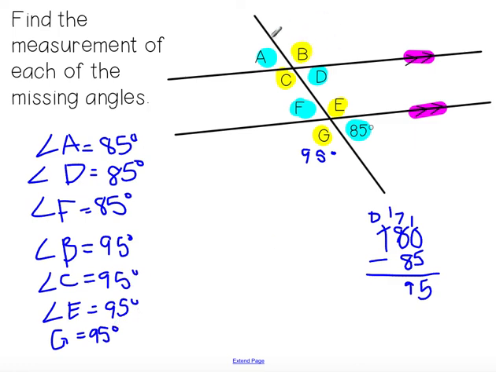So if you just remember, it might help if you put some sort of a symbol around all the angles that you know have the same degree. That might help you in these situations.